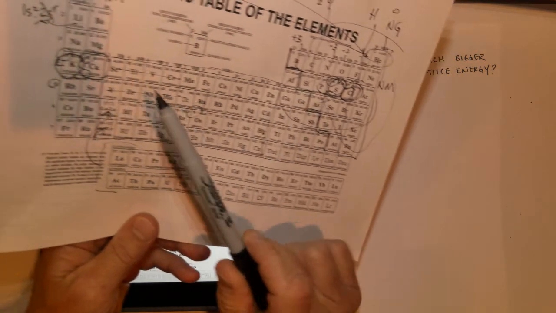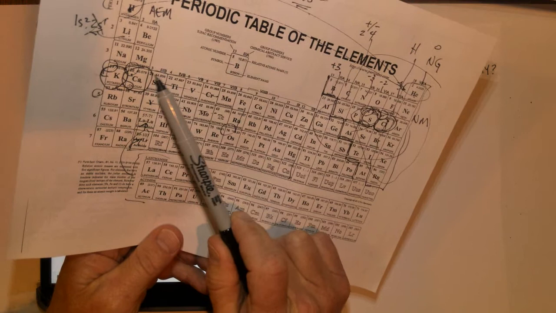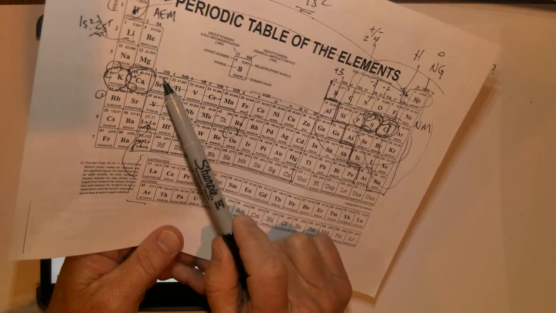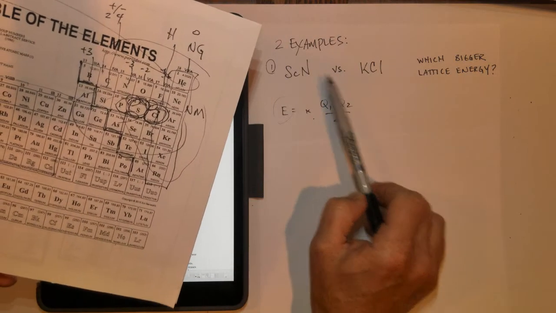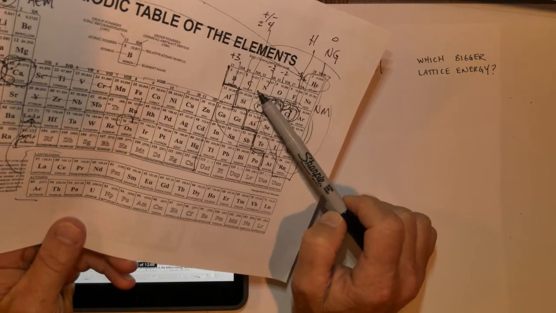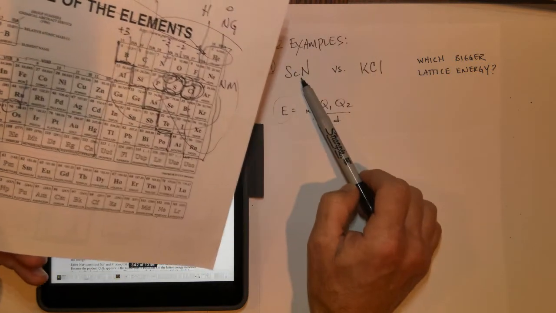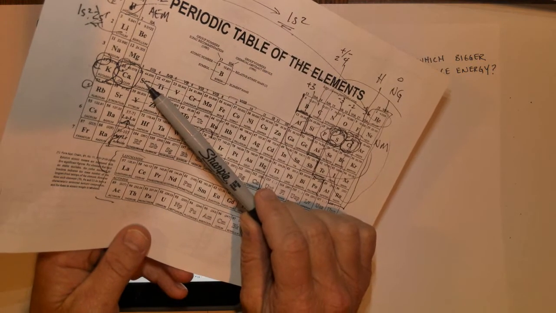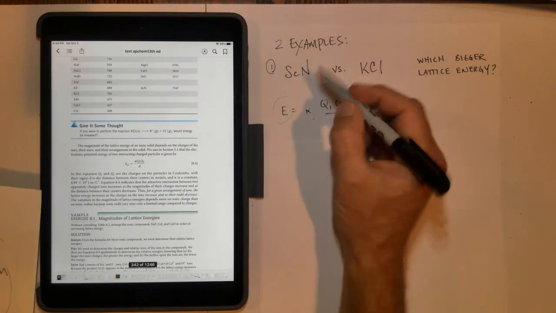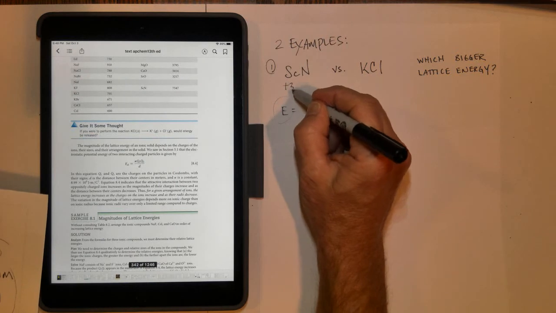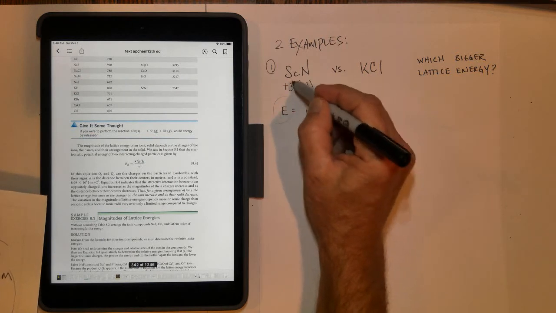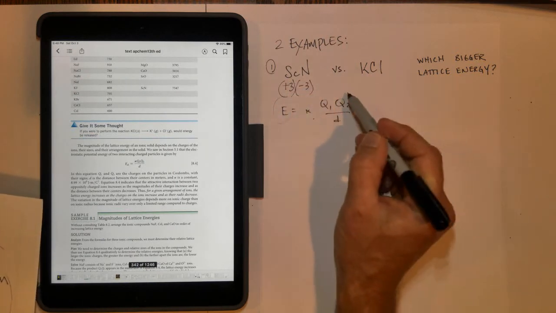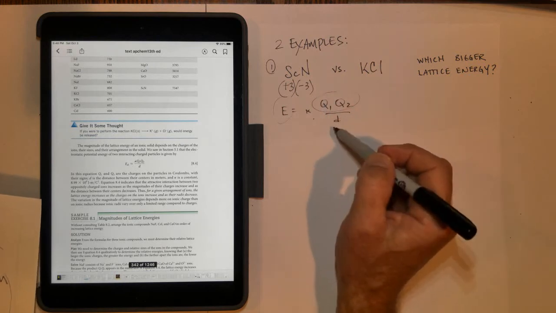Scandium right here would be a metal, and it would be combined with nitrogen that has a -3 charge. And since there's one -3 charged species there, this must be +3. So the Q1 and Q2 for ScN must be positive 3 and negative 3. 3 times 3, that would be a magnitude of 9 on the top of this fraction.